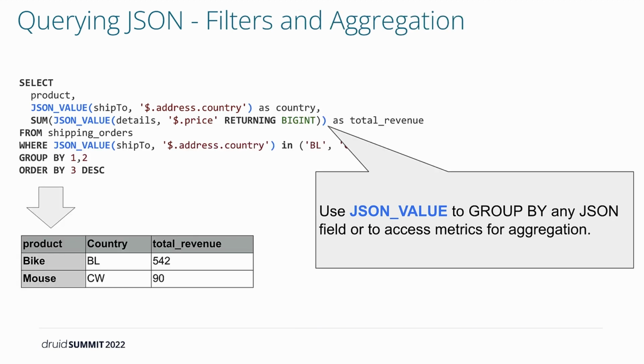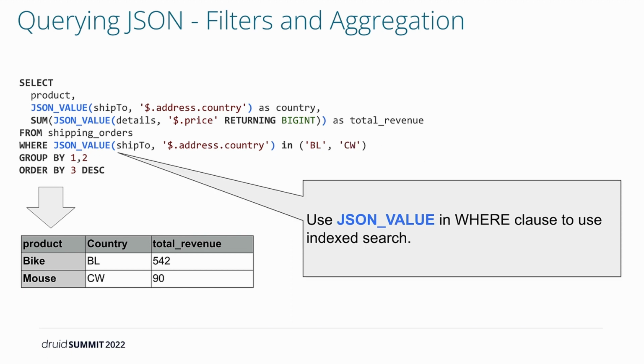You can use JSON value both for dimensions, so you can extract, in this example, we're extracting country out of the ship2 JSON field as a grouping field for this query. And you can extract columns in order to calculate metrics such as the price and the total revenue that we're calculating here by extracting price from the details JSON column and doing a sum on it.